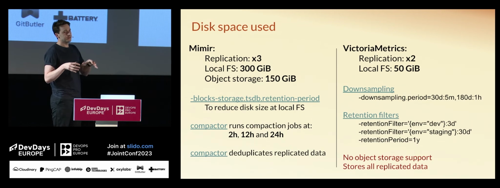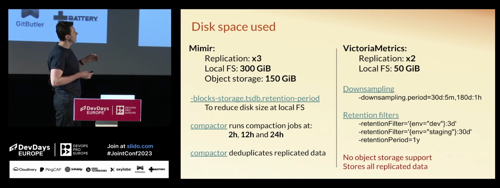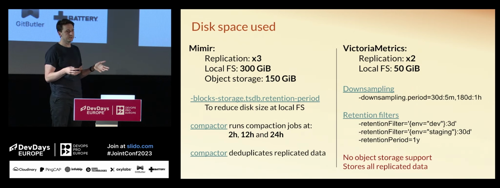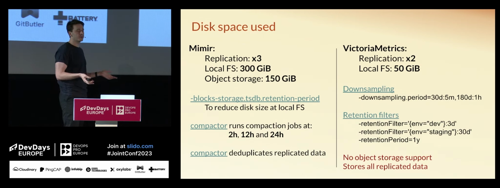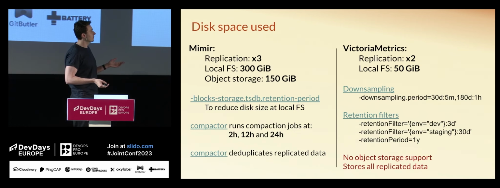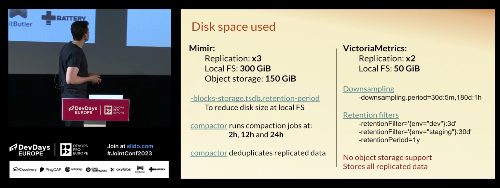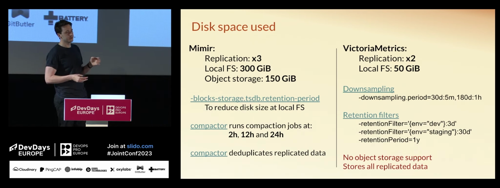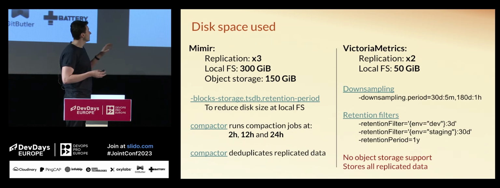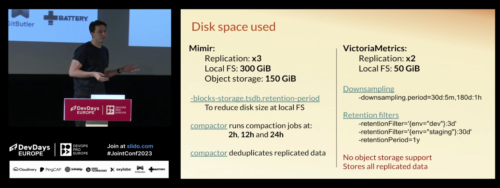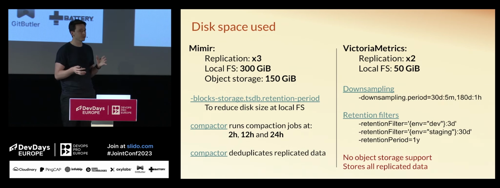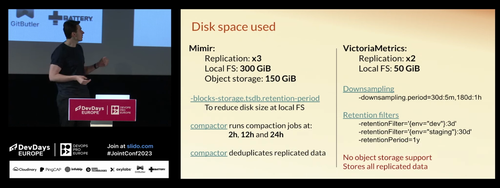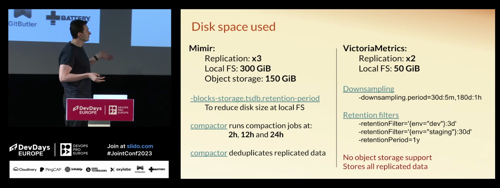Also, the disk size occupied by ingesters. By default, it is 24 hours, but you actually can reduce it. You can say to store it for 4 hours or something like that, and the disk occupied by ingesters will be reduced. Also, the compactor component, which runs next to object storage, has multiple intervals to work on: 2 hours, 12 hours, and 24 hours. And since the benchmark was going on only for 24 hours, probably the last compaction cycle didn't happen. So in the long run, the storage could be more efficient for Mimir.